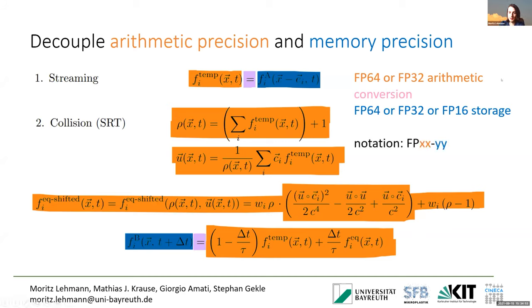For the notation, I call it FPXXYY. The XX, the first number, means the arithmetic precision. The second number means the storage memory precision.